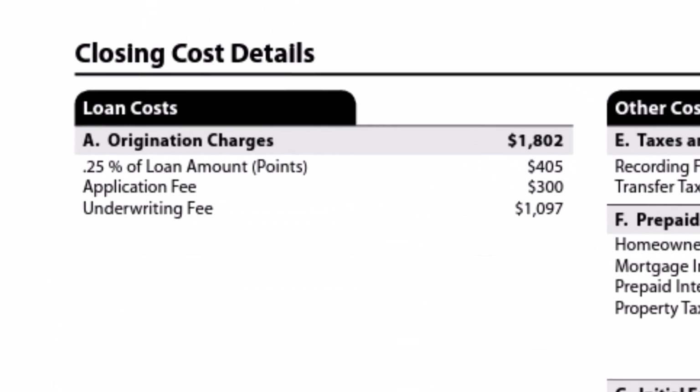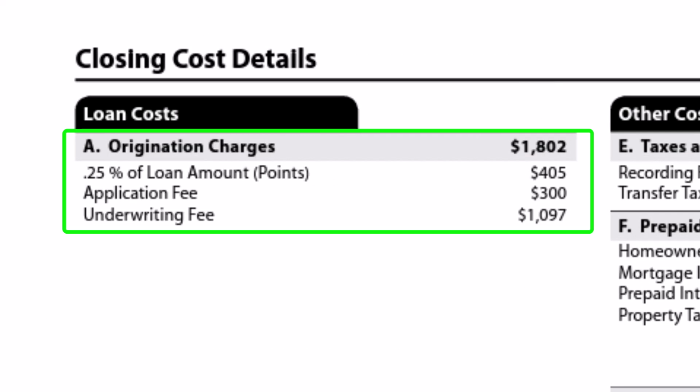Let's begin at the top left, section A, origination charges. Now, this is the first segment of loan cost, and under this heading are your origination charges, which is the most crucial section of this entire form. Origination charges are merged with points, application fee, and underwriting fee. Now, different lenders may use different names for these origination charges. In this case, points refers to an origination fee charged as a percentage of the loan amount.